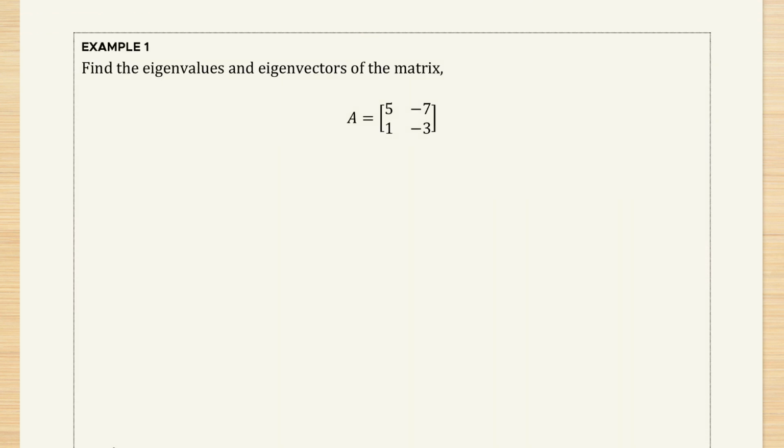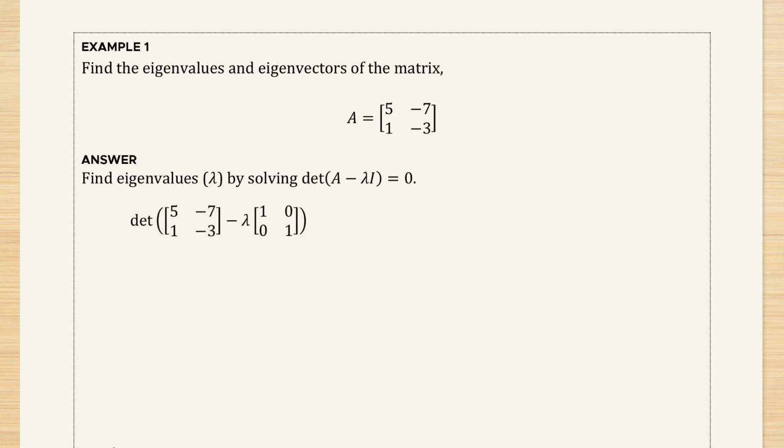Find the eigenvalues and the eigenvectors of the matrix A. Eigenvalues, symbolized as lambda, are found by solving this characteristic equation, the determinant of A minus lambda I such that it is 0. In other words, eigenvalues make this determinant equal to 0. A minus lambda I means we're going to subtract lambda from all the entries along the main diagonal of this matrix A. 5 minus lambda, -3 minus lambda, and the -7 and the 1 stay as is.